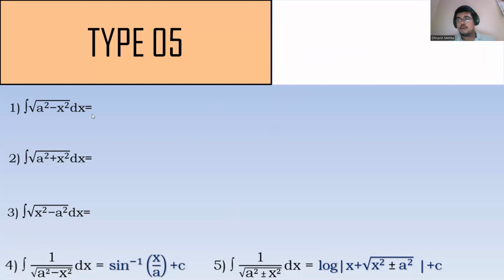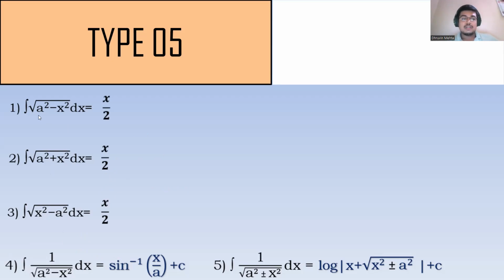Now we are discussing the formula for square root of a square minus x square, square root of x square plus a square, and square root of x square minus a square. If you realize, Muskan, Trisha, Arush, we have seen the formulas where these roots are in the denominator. Now they are in the numerator. So understand the pattern. There's a definite pattern in all three formulas. That pattern is that the first term of all the formulas is x by 2.